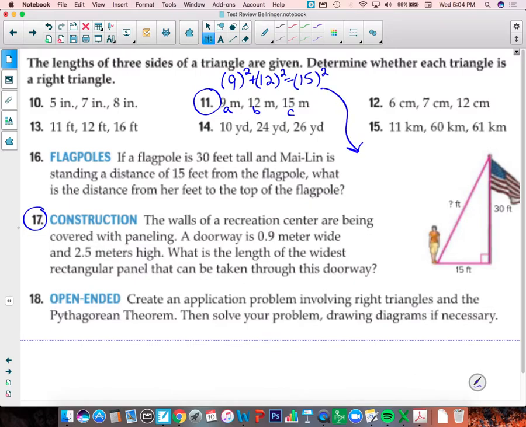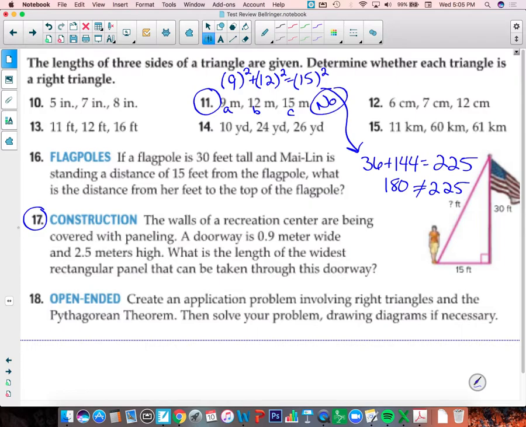Work down here. So I have 81 plus 144, so that equals 225 if I multiply everything out and add together. Should be able to see it right away. No, it doesn't. 36 plus 144, that is 180. And 180 does not equal 225. So this would be, no, it's not a right triangle.